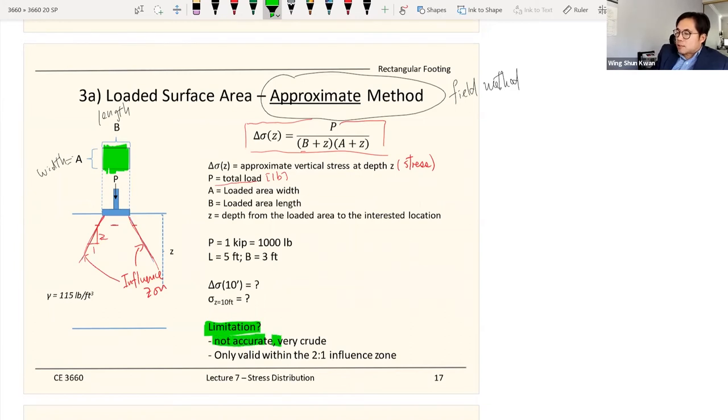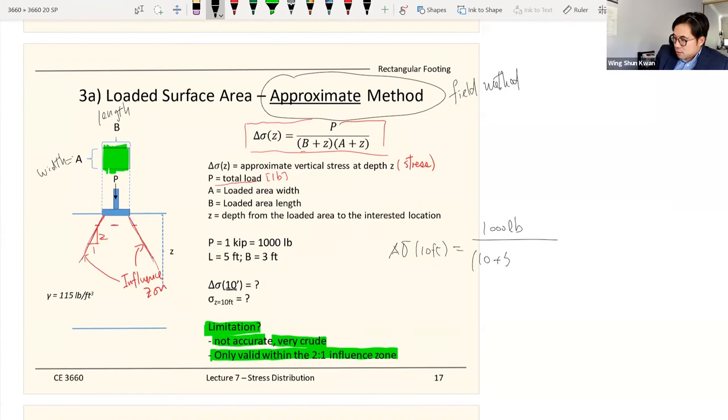It's not so accurate, because it's approximate, and this method is only valid within the 2-to-1 influence zone. A quick example for this problem: if we want to find out the stress at 10 feet down, we quickly plug into the formula. You have the loading, 1,000 pounds right there, and the depth is 10 feet. For analysis like this the width and length are interchangeable, but let's stick with the terminology. B here means the length, and the length is how much?